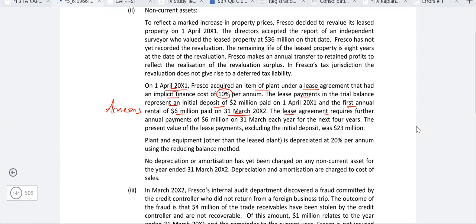The lease agreement requires further annual payments of 6 million on 31st March each year for the next 4 years. So they made the first payment, and then they need to make further annual payments of 6 million each year for the next 4 years. So that means they are going to make a total of 5 payments. The present value of the lease payments, excluding the initial deposit, was 23 million. So the initial deposit is not taken into the present value of obligations because that has already been paid.